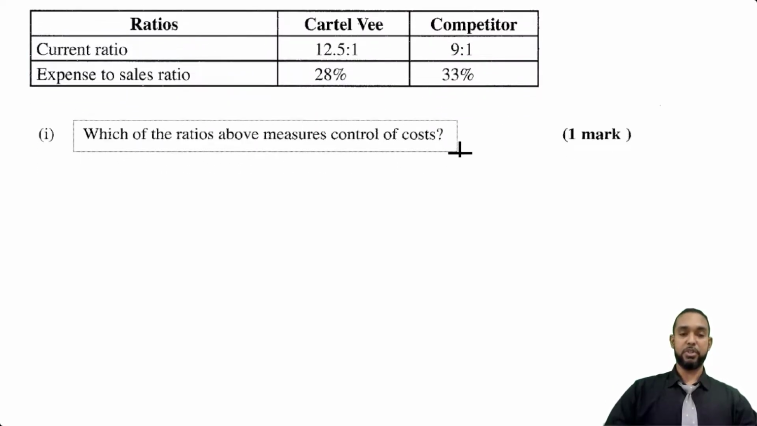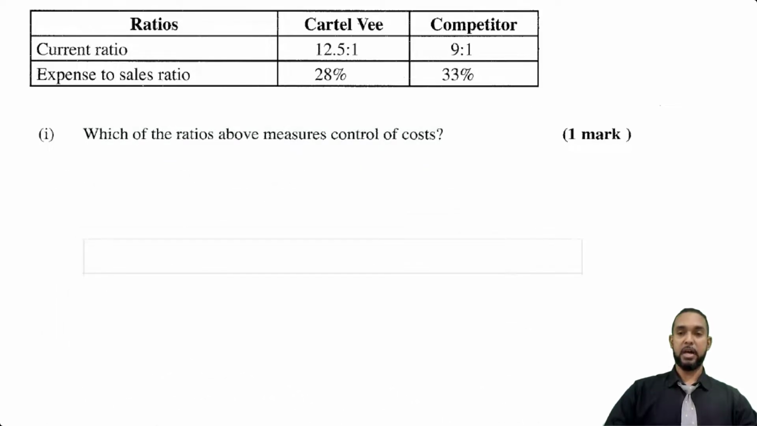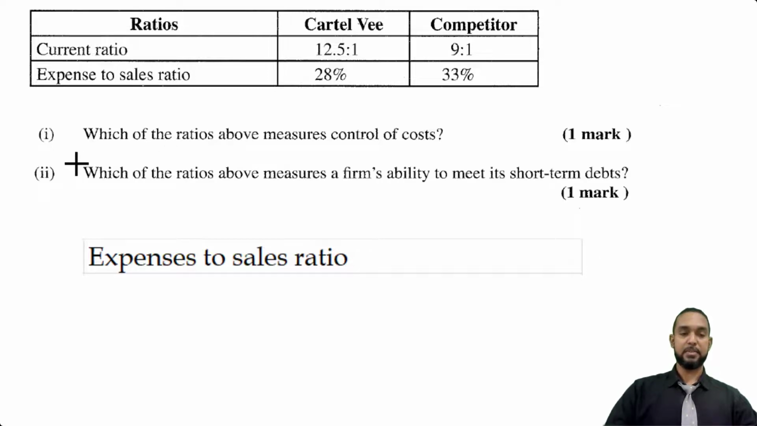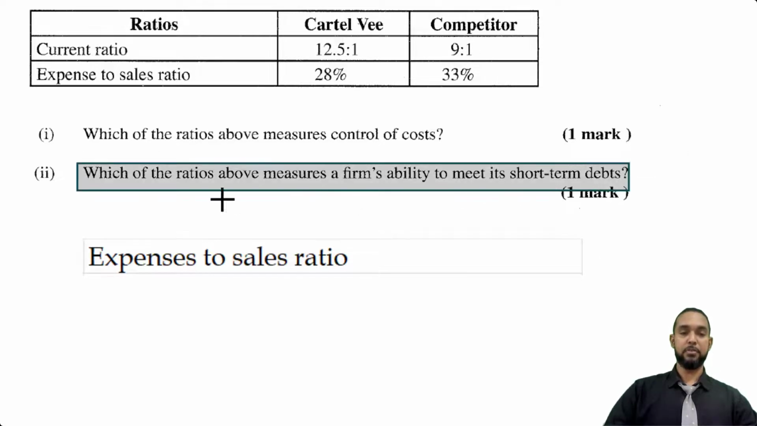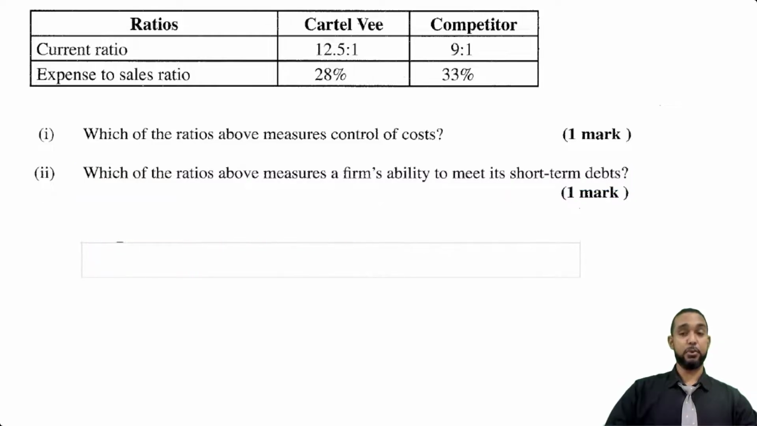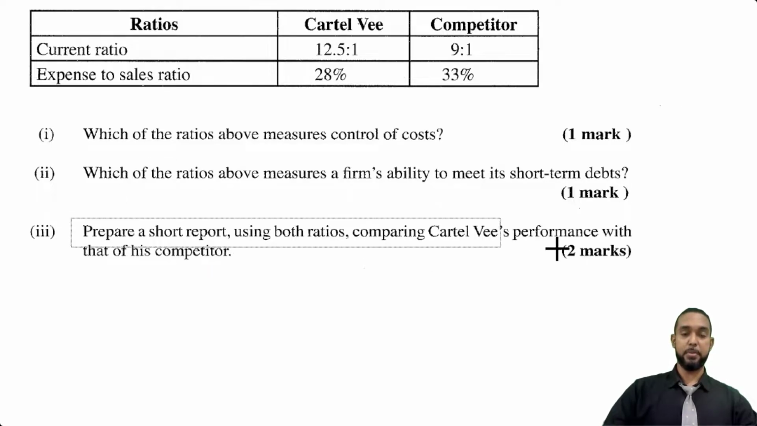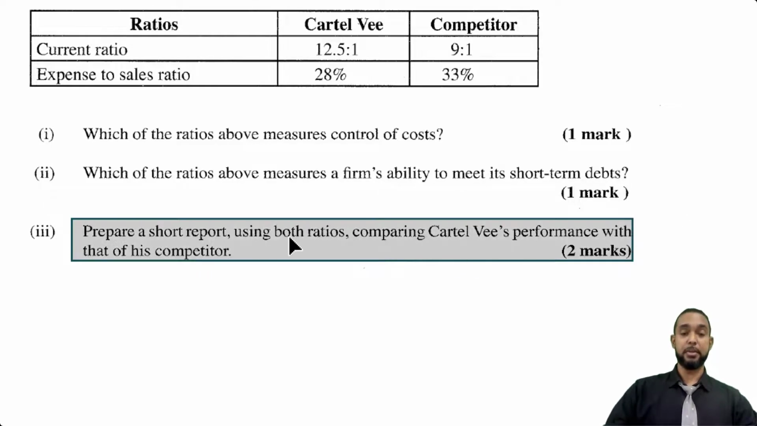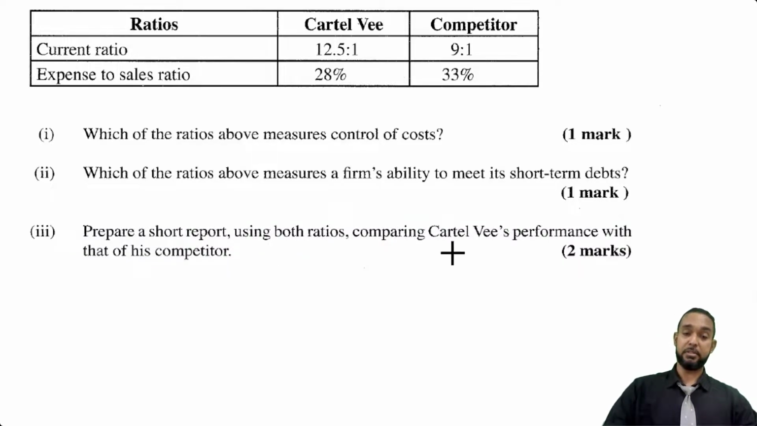First part says which of the ratios above measures control of costs. That ratio is simply the expense to sales ratio. The next item asks which of the ratios above measures the firm's ability to meet its short-term debts. That's a liquidity ratio, and the only liquidity ratio there is the current ratio. The final part of the question asks us to prepare a short report using both ratios, comparing Cartel V's performance with that of his competitor for 2 marks.